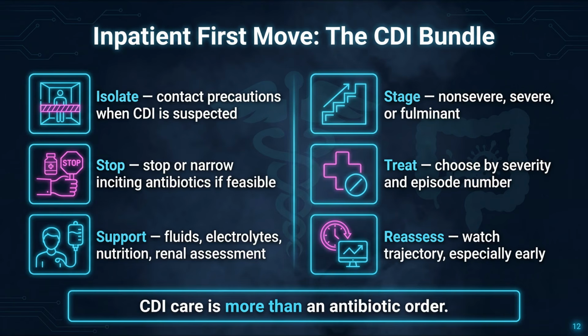The inpatient move is a bundle, not just an antibiotic order. Isolate early. Stop or narrow the inciting antibiotic if possible. Support the patient with fluids, electrolyte correction, nutrition, and renal assessment. Then stage severity, treat by severity and episode number, and reassess frequently in the first day or two if the patient is sick.